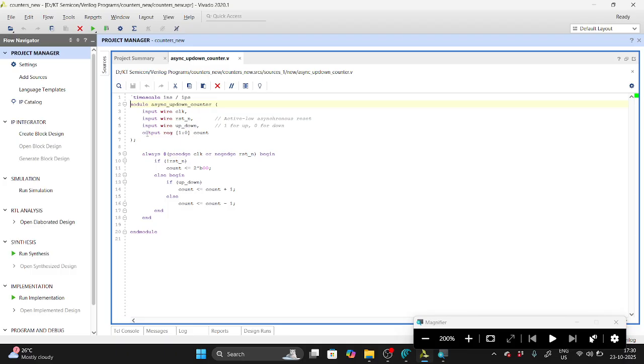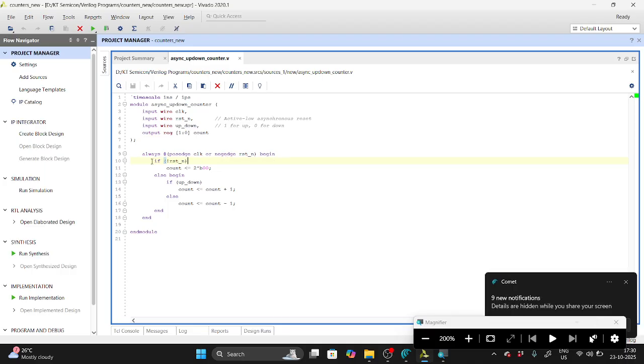Next the output. I'm using behavioral modeling, that's why I'm using reg, and I'm using vectors, 1 down to 0 count. Always at the rate, I'm using an asynchronous active low reset. How can I use an asynchronous active low reset? In the sensitivity list I need to use posedge of clock or negedge of reset, begin.